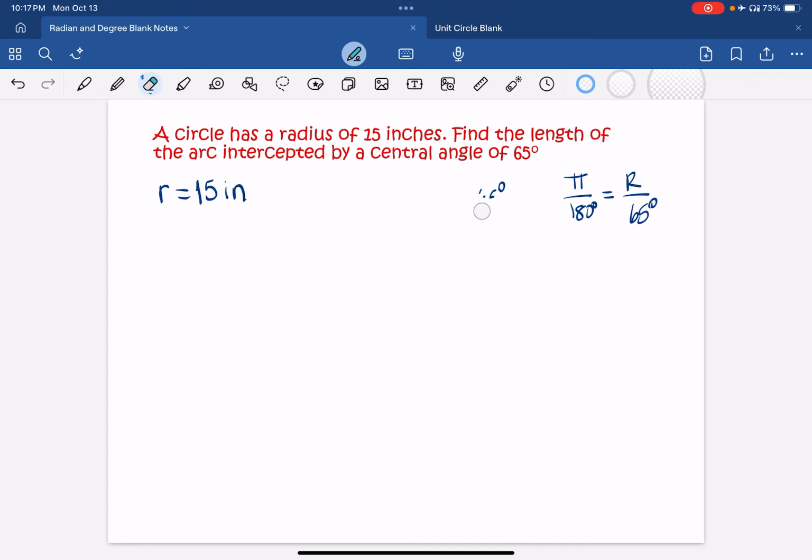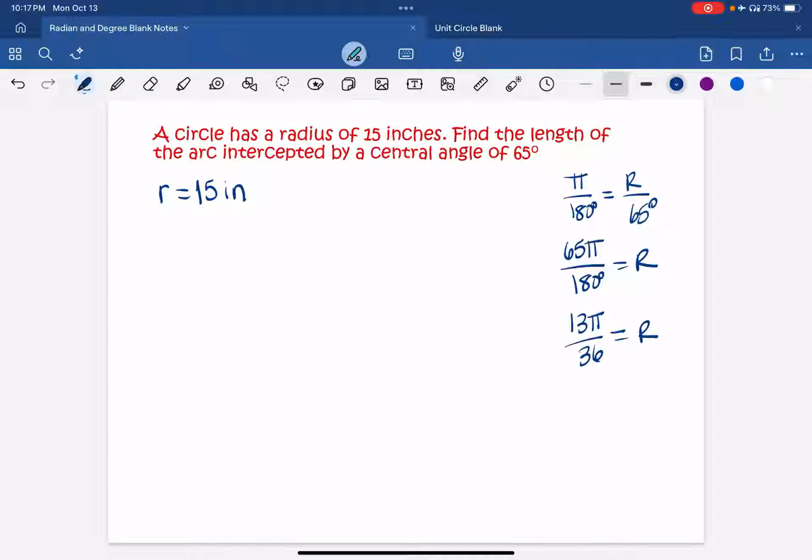Okay, let me erase this. And now let's solve. We'll multiply by 65. So 65 pi over 180 degrees equals r. And let's see, 65 divided by 5 is what, 13? So 13 pi over 36 equals our radians, and I don't believe that reduces any further. No, it doesn't. So that's going to be our theta. So theta will be 13 pi over 36.